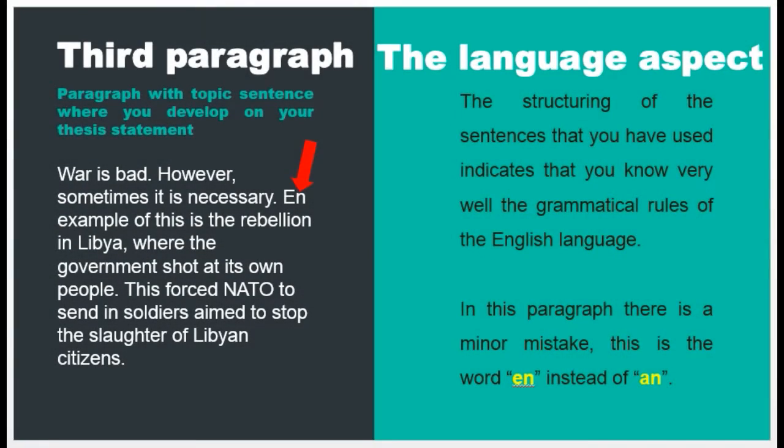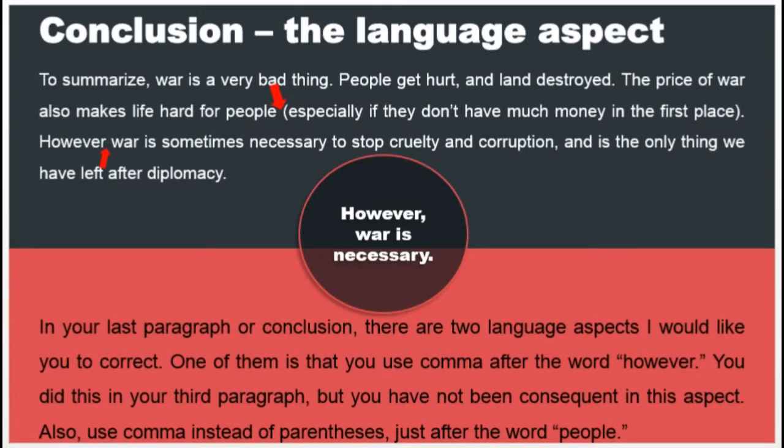The structuring of the sentences that you have used indicates that you know very well the grammatical rules of the English language. In this paragraph, there is a minor mistake. This is the word "en" instead of "an". In your last paragraph, the conclusion, there are two language aspects I would like you to correct. One of them is that you use a comma after the word "however". You did this in your 3rd paragraph, but you have not been consistent in this aspect. Also use a comma instead of parentheses just after the word "people".